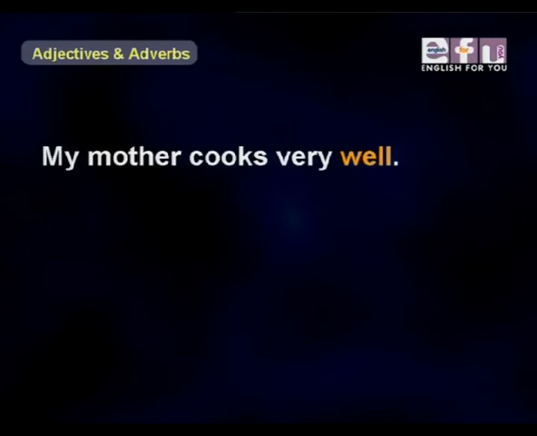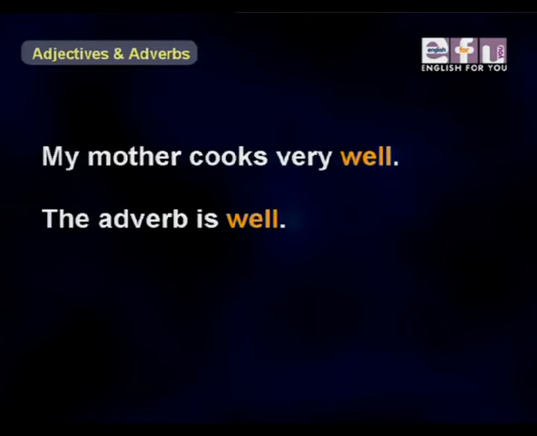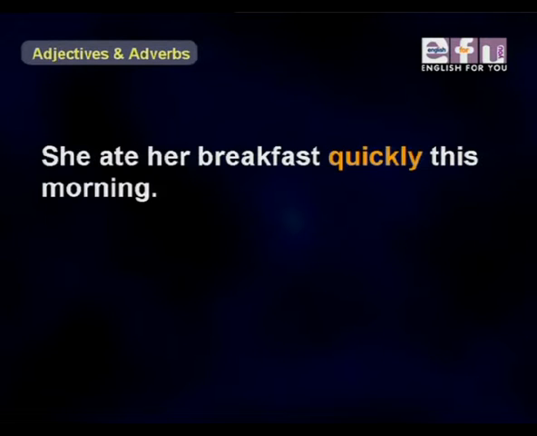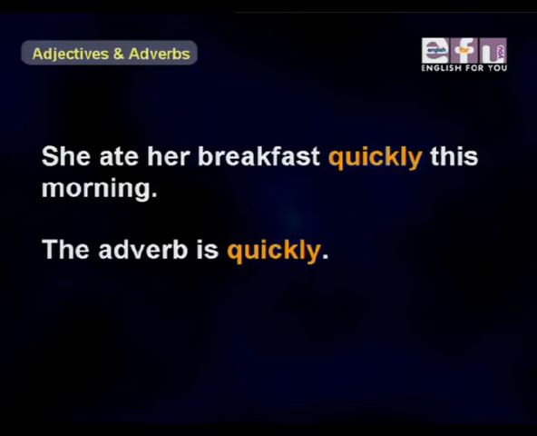Next example. My mother cooks very well. The adverb is well. The adverb tells us how she cooks. She ate her breakfast quickly this morning. The adverb is quickly because it tells us how she ate her breakfast.